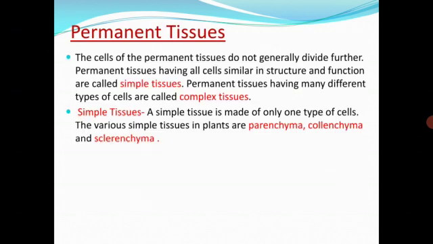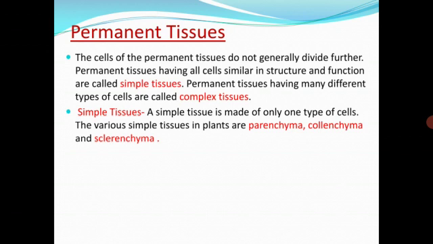Permanent tissues. The cells of the permanent tissues do not generally divide further. Permanent tissues having all cells similar in structure and function are called simple tissues. Permanent tissues having many different types of cells are called complex tissues. So let me tell you, permanent tissues are classified into two types: simple tissues and complex tissues. In simple tissues they have a similar type of cells, whereas in the complex tissue they have different types of cells. So the name is given as complex.